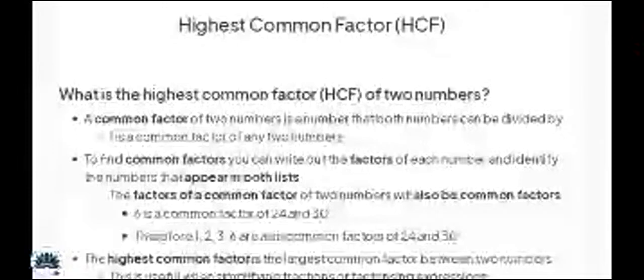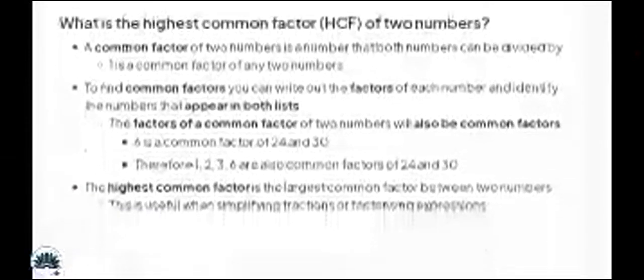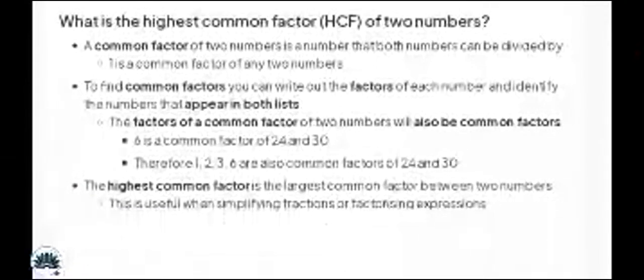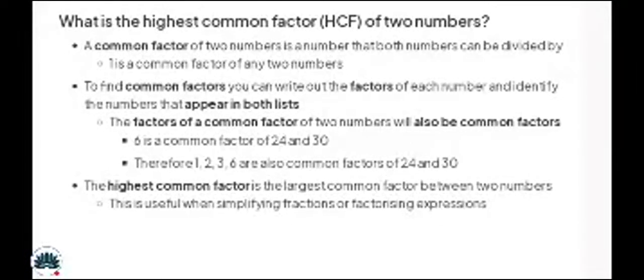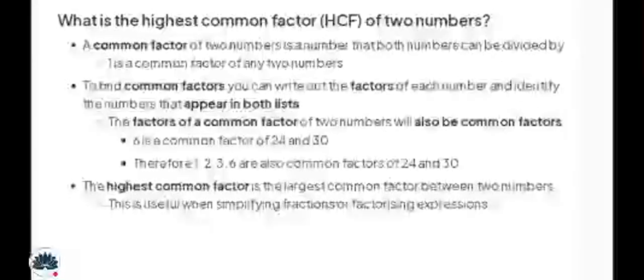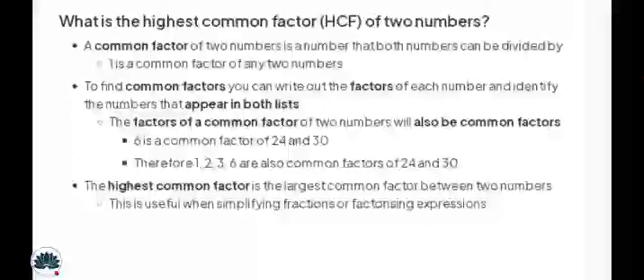All right, moving towards highest common factor, HCF. What is the highest common factor of two numbers? A common factor of two numbers is a number that both numbers can be divided by. One is a common factor of any two numbers. To find common factors, you can write out the factors of each number and identify the numbers that appear in both lists. Factors of a common factor of two numbers will also be common factors. 6 is a common factor of 24 and 30.